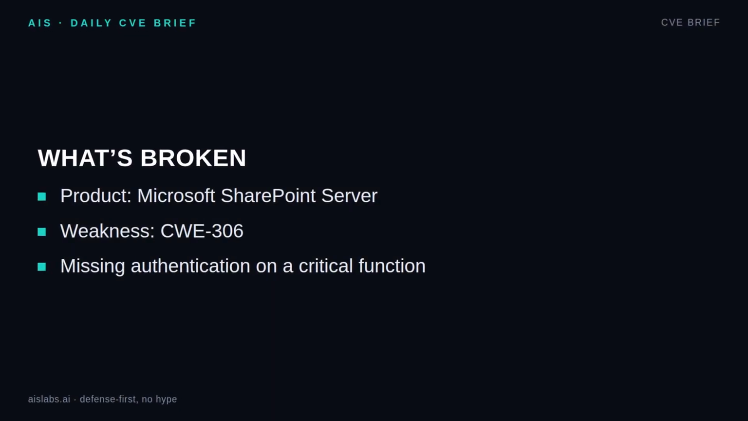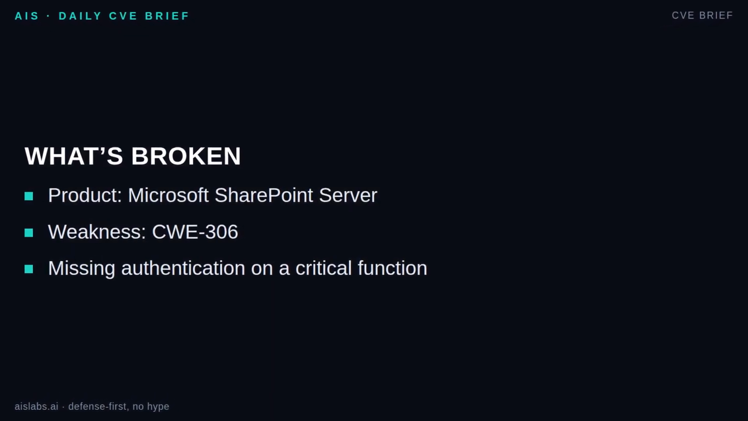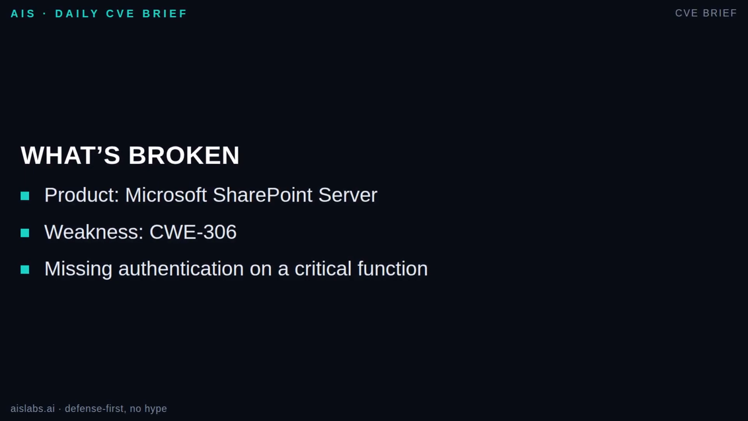The vulnerability is described by NVD as missing authentication for critical function in Microsoft Office SharePoint allows an unauthorized attacker to elevate privileges over a network. The weakness category is CWE-306, missing authentication for a critical function, which means the application exposes something important without properly requiring the user to prove who they are first. Think of it less like a password being guessed, and more like a protected door not checking badges at all when a certain function is reached.